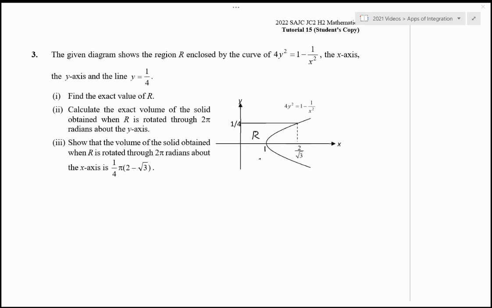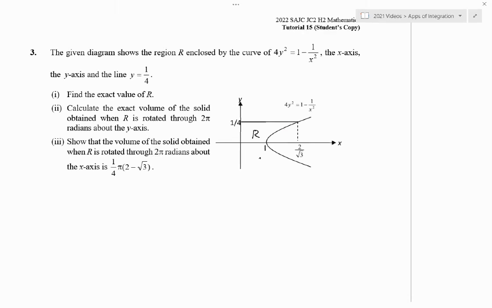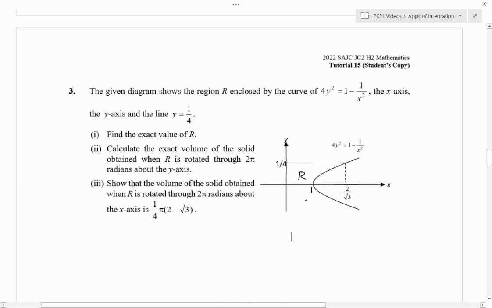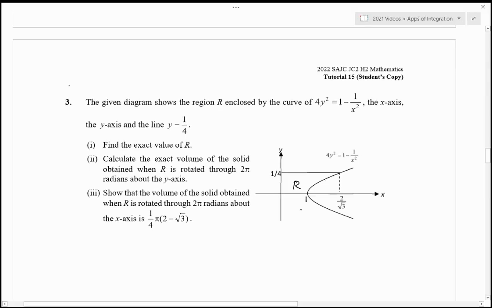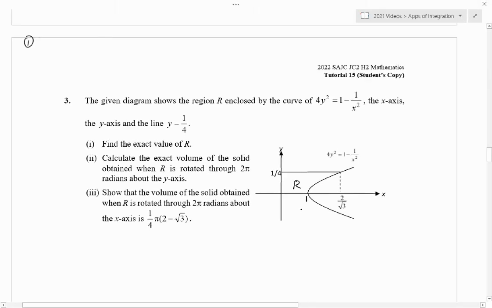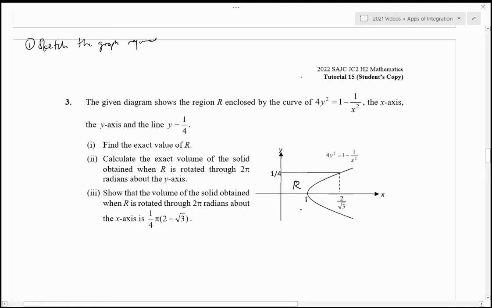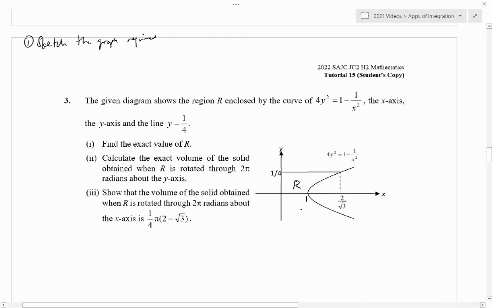Now, this question deals with area and volume, but before we start dealing with questions on area and volume, let's take a look at what we should be doing when dealing with such questions. Right, number one, we will need to sketch the graphs required, all right, as a guide.